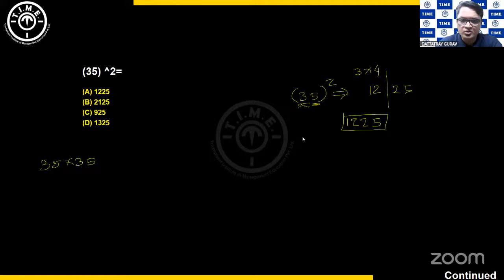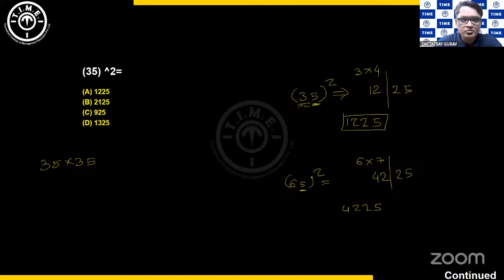Let's take one more question now. Suppose the number given is 65 raised to 2. Use the same logic. The number ends with 5, so the answer must end with 25. Now, other than 5, what is the number given? 6. The next number after 6 is 7. So 6 into 7 is 42. The answer is 4225. Is it okay? But understand this logic is applicable only when the number ends with 5.